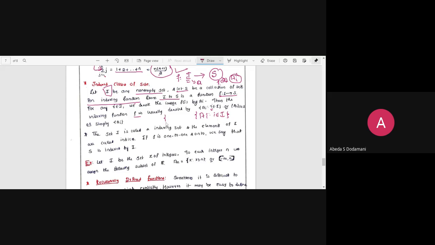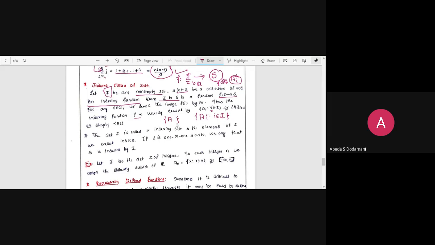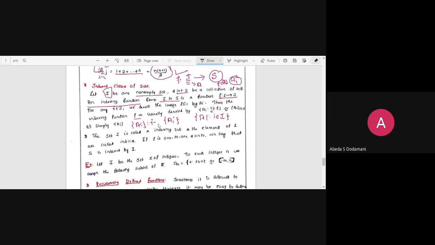Sometimes we can also denote it simply as A_i, or A_i such that i belongs to I. These are all the notations. The basic meaning is, there is a non-empty set, and from it to a collection of sets there is a function. Instead of writing the images, I will denote them with indexing. I may write A_i, B_i, C_i, anything. This we call an indexed class of sets.